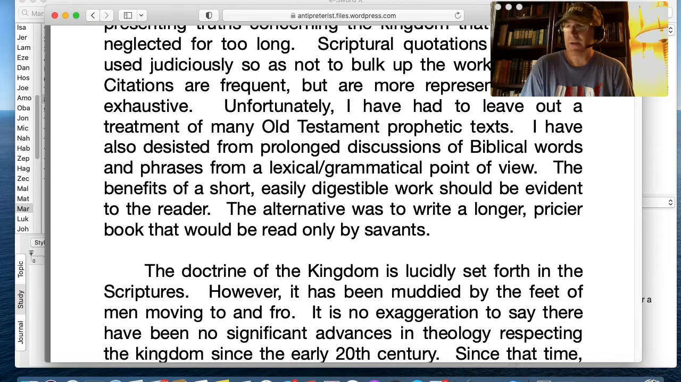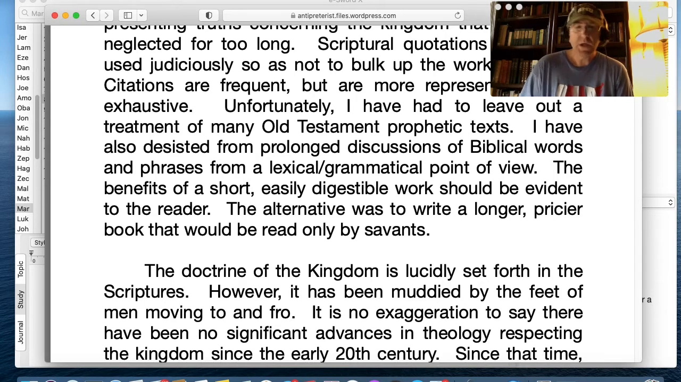Apotelesmatic is a word that Randall Price coined a long time ago, and it comes from the Greek preposition apo, meaning from or away from, and telos, meaning the end, so away from the end. It has to do with the idea of prophetic postponement, as it were.